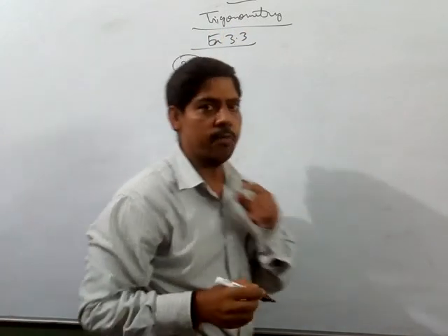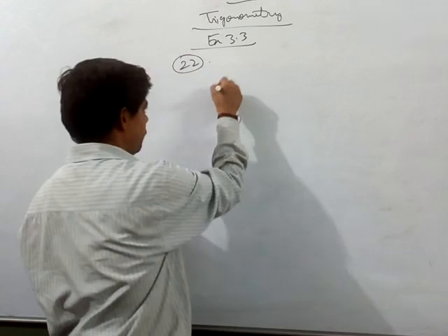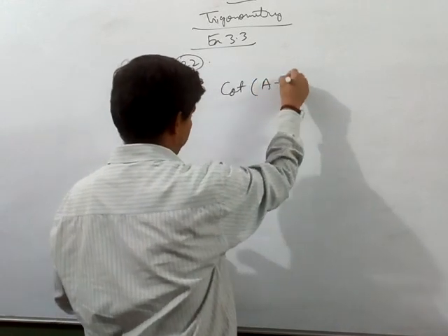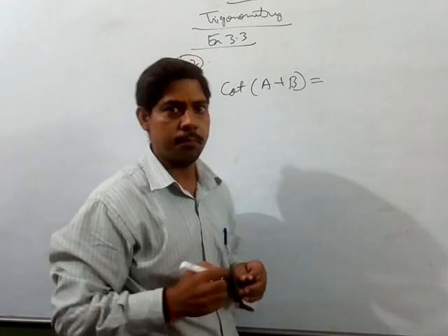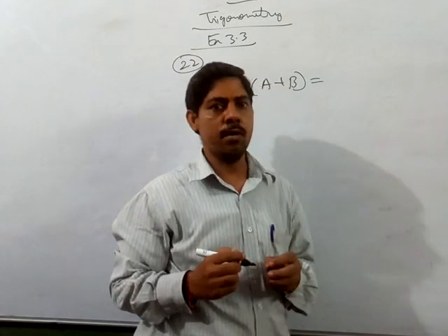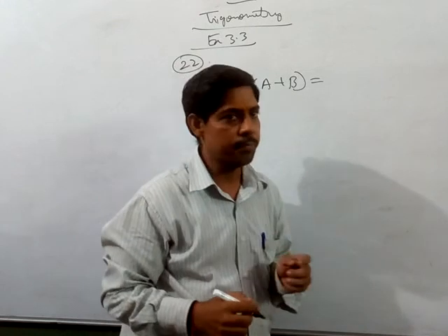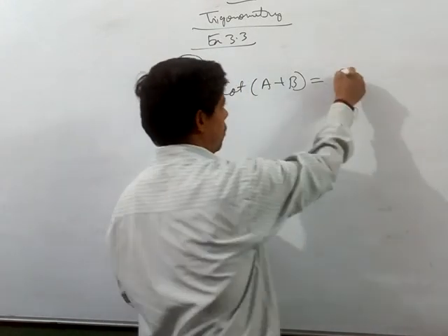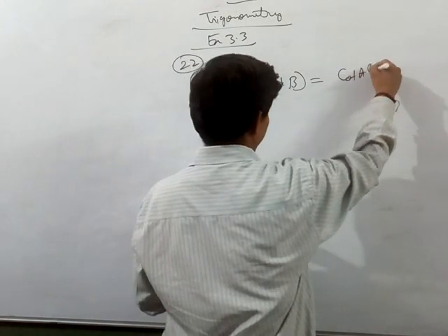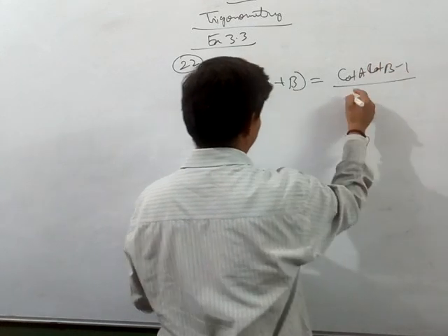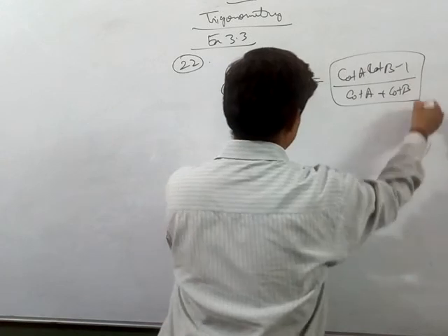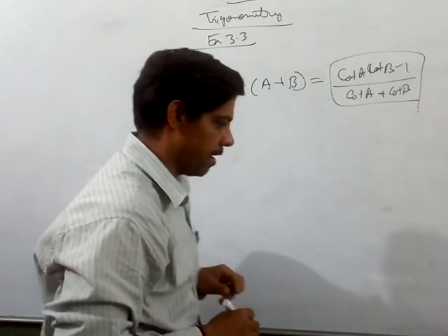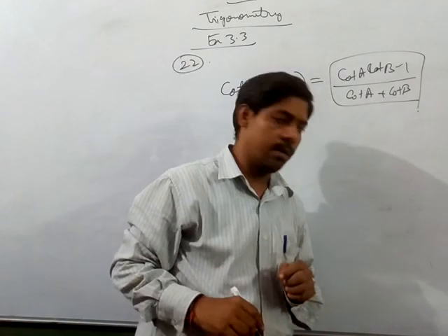For this question you will have to know this identity, that is cot(A plus B). All the identities you are supposed to learn them. You should write them on a piece of paper and paste them in your room so that every day you revise them. So the identity is cot(A+B) = (cot A cot B minus 1) upon (cot A plus cot B). Using this identity, we will prove question number 22.